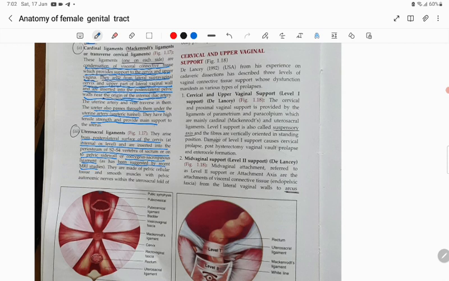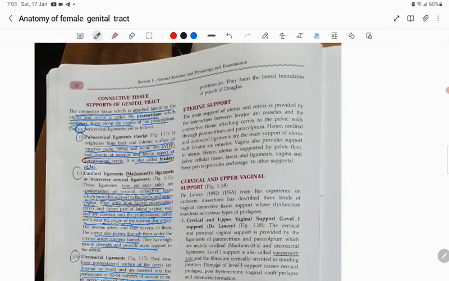The uterosacral ligaments are made of pelvic cellular tissue and smooth muscles with pelvic autonomic nerves within the uterosacral fold. In the diagram: pubic symphysis, pubocervical ligament, bladder, vesicovaginal fascia, Mackenrodt's transverse ligaments, cervix, rectovaginal fascia, rectum, uterosacral ligaments, and the line of the arcus tendineus fascia pelvis.